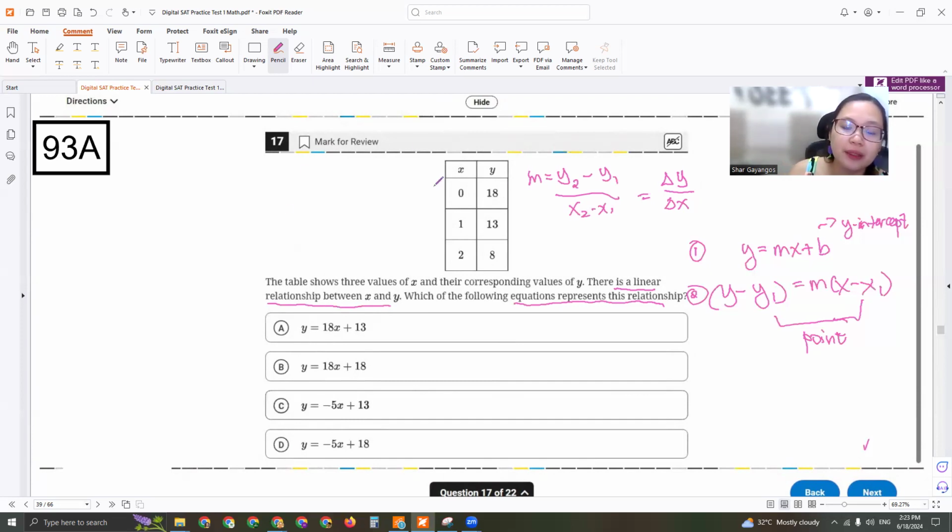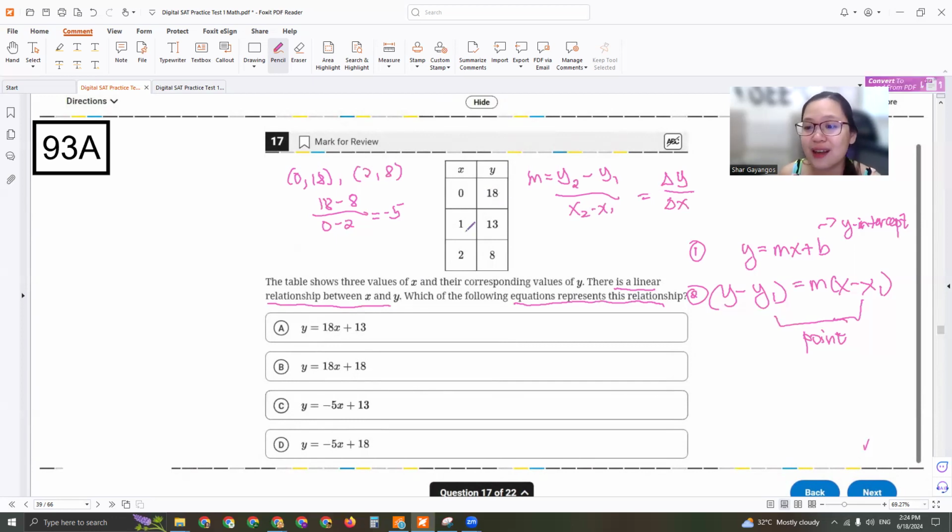For example, let's focus on the endpoints (0, 18) and (2, 8). So we have 18 minus 8 all over 0 minus 2, and that's giving us negative 5, right? So we know that the slope is negative 5. What else do we know? We know that the y-intercept is 18. And why is that? We have x equal to 0, and then y is equal to 18.